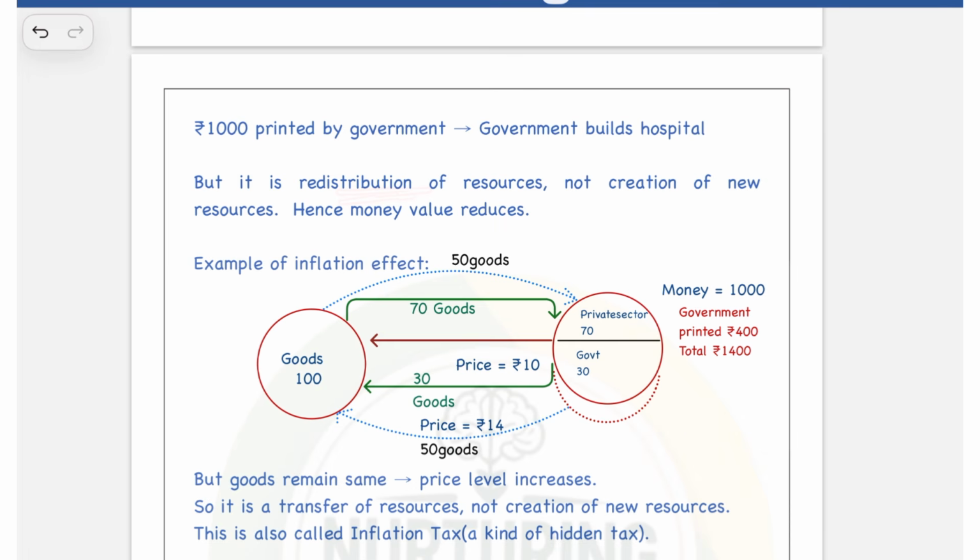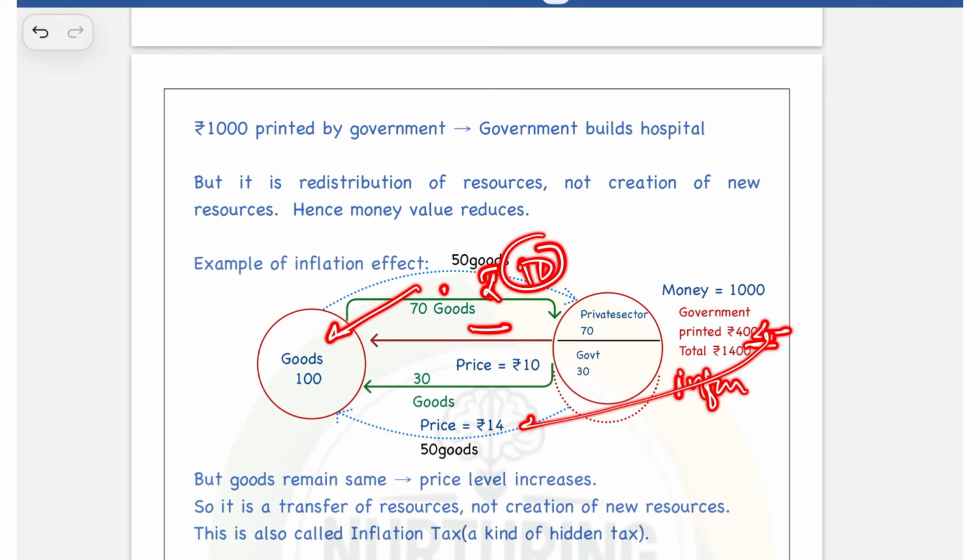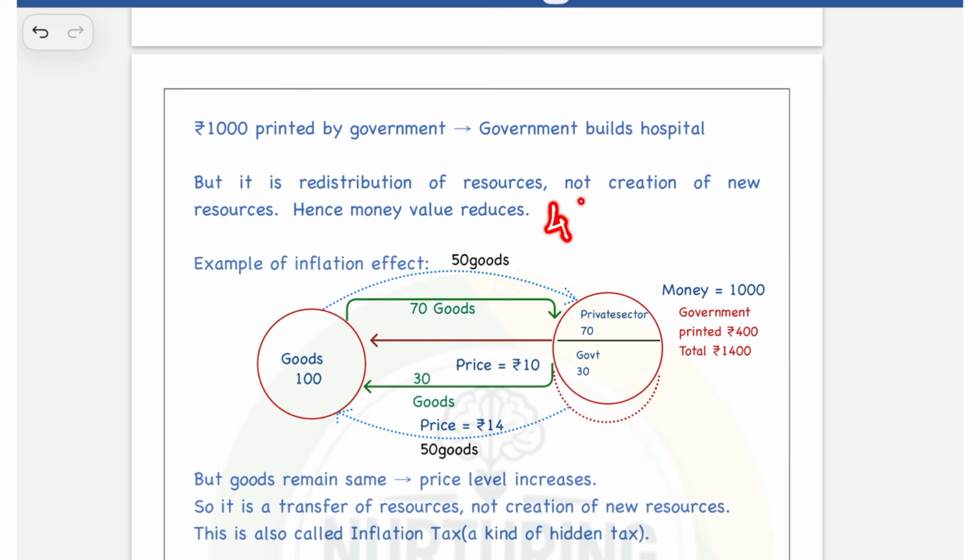And this transfer of resources also is not in good faith. How is it not in good faith? Because there happens an inflation, or rather we can say an inflation tax, which is kind of a hidden tax. So earlier, if let's say government wasn't infusing the 400 rupees, the private sector was buying a particular good at rupees 10. But since government has infused 400 rupees, the private sector now would have to buy the good at 14 rupees. So 4 रुपए से जो बढ़ा वो इन्फ्लेशन टैक्स है.